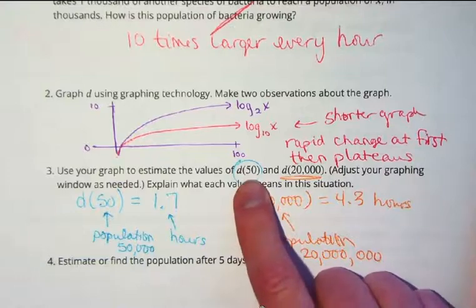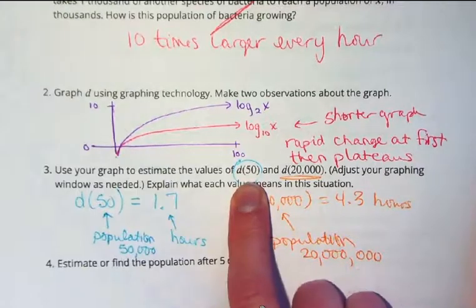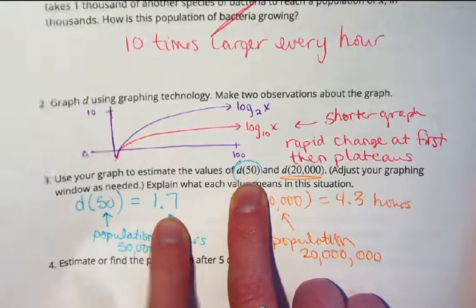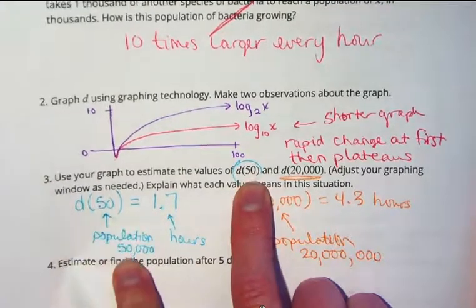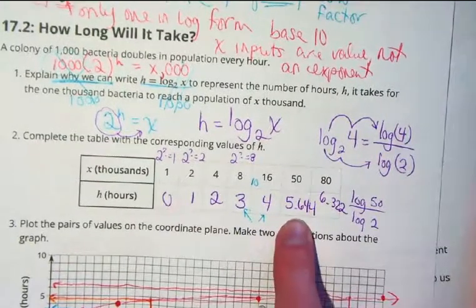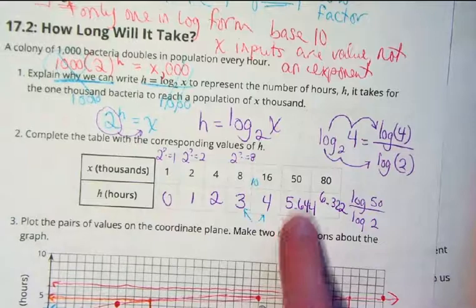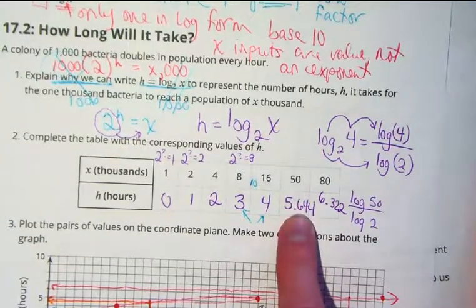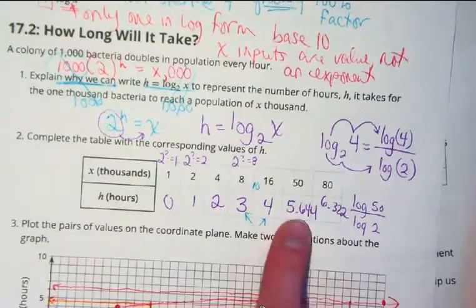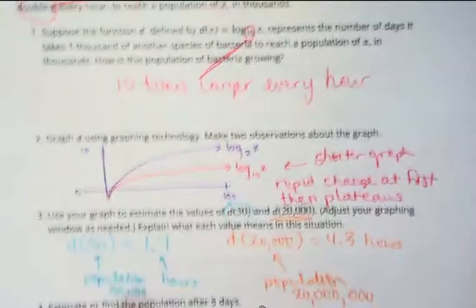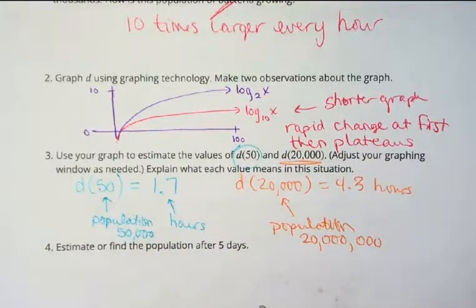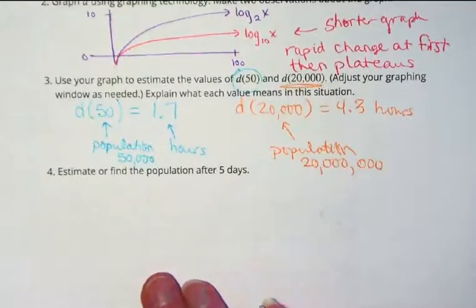So comparing this 50 to the 50 that we saw before might be pretty interesting to look at. Here when we have a base of 10, it only takes 1.7 hours to get to a population of 50,000. On the other side over here, it took 5.6 hours to get there. So it took much, much longer here. Remember, this is where it was base 2, so it was doubling every hour. So this took 5.6 hours to get to 50,000. This is 10 times every hour, so it takes much less time to get to 50,000.